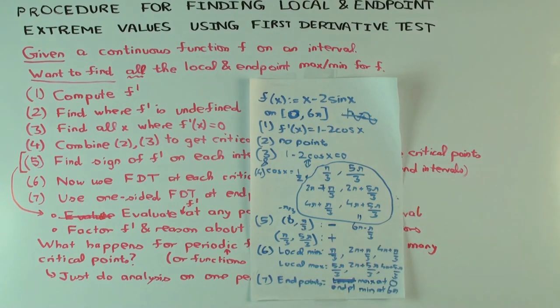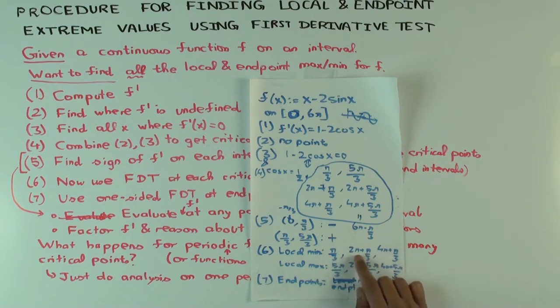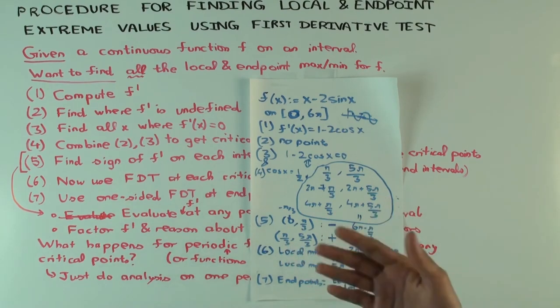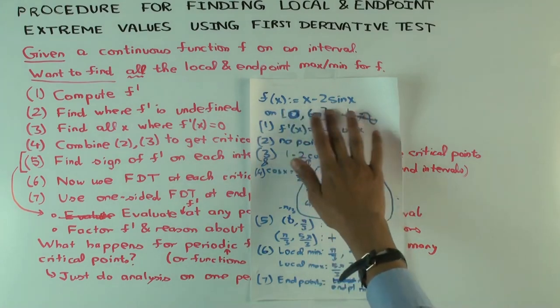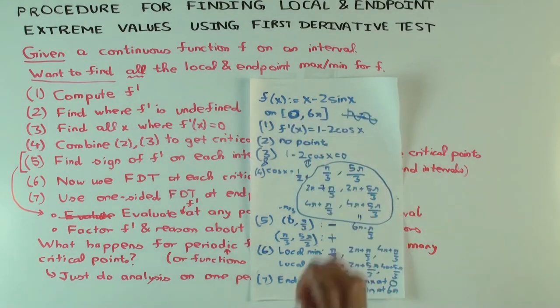Okay. And now, of course, we haven't written down the values here because the paper is already full, but you could calculate the values. Now the values of the local minimum at these 3 points will not be the same. The behavior is the same as far as whether or not it's a local maximum. The values are not the same because this function is not periodic. The derivative is, but the function isn't.